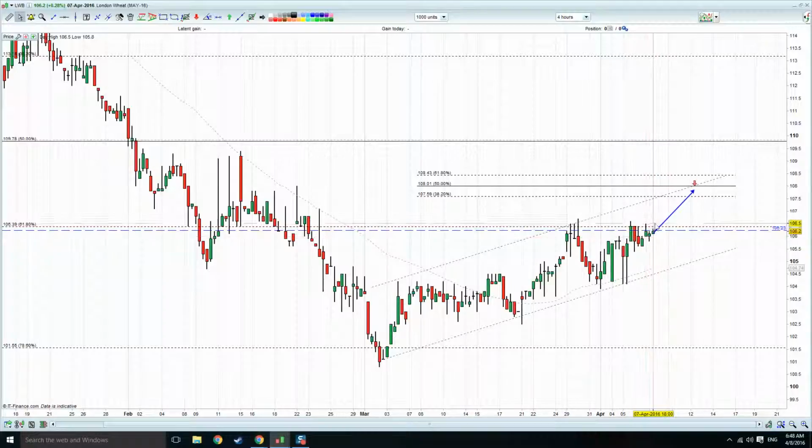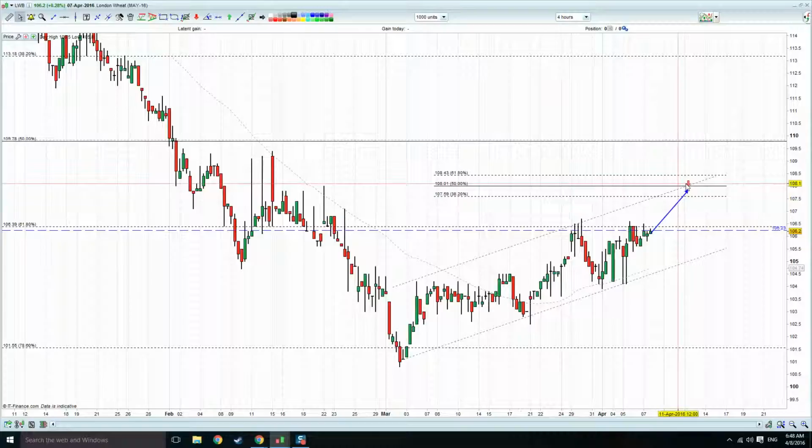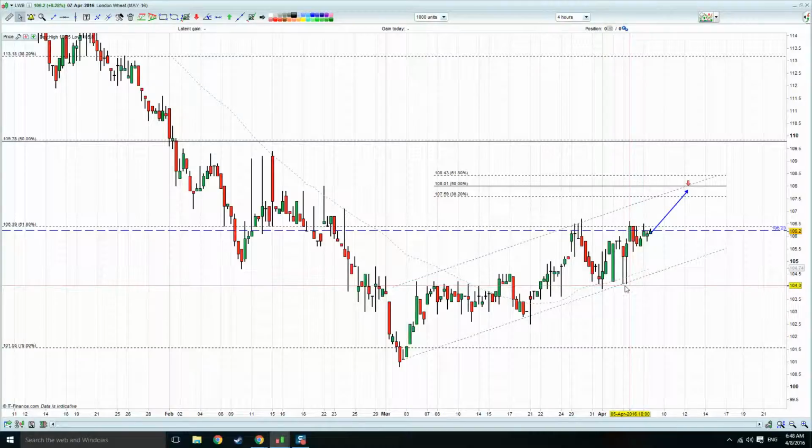Obviously if we see a weekly or daily close above this, then this opens the door to 108. On the downside we've got support coming in here around this last swing low of 104.